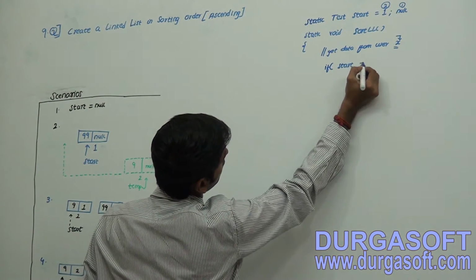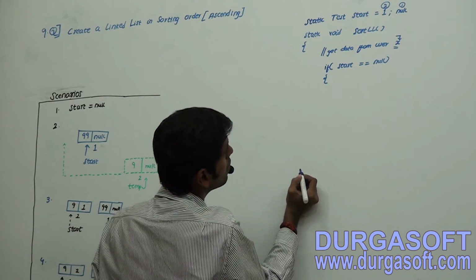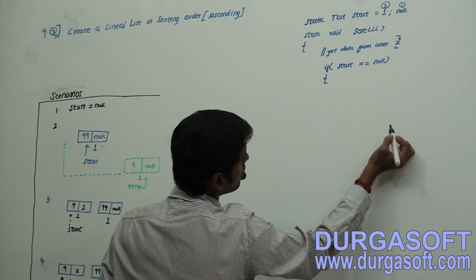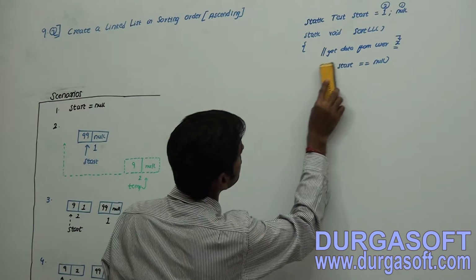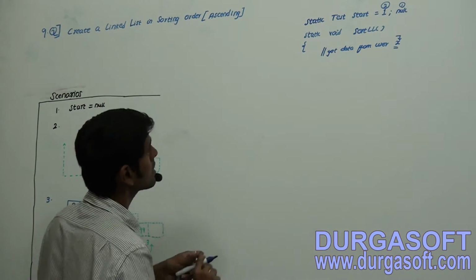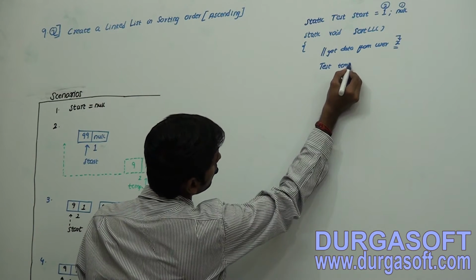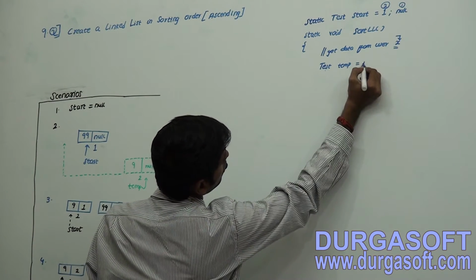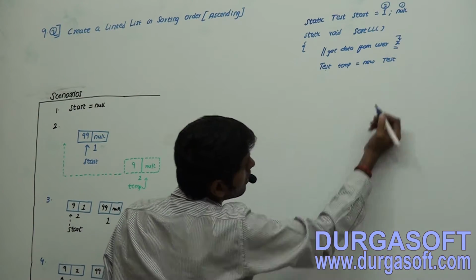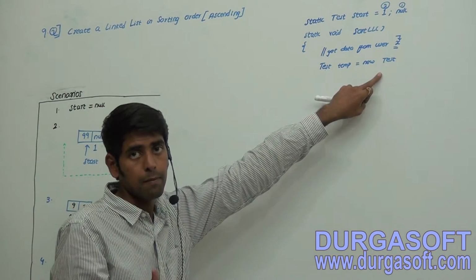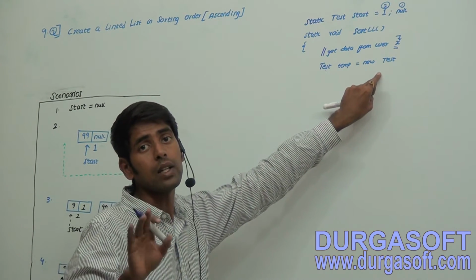Okay, now if start equal to null, what do you have to do? Think that I have taken the data from the user, and before that, I have created an instance which is referred to with an identifier called temp of type Test. Don't get confused, where is this Test class? That Test class is the one we have created.